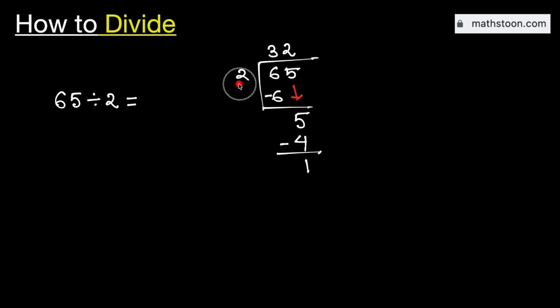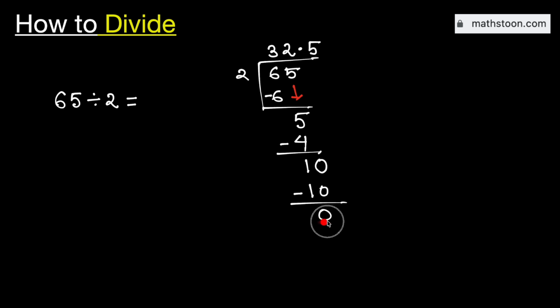Now 1 is less than 2, and see that we have no number to bring down here. So in this situation we will borrow 1 0, and for that we need to put a decimal here. And now we know that 2 times 5 is equal to 10. Subtract, we get a 0.